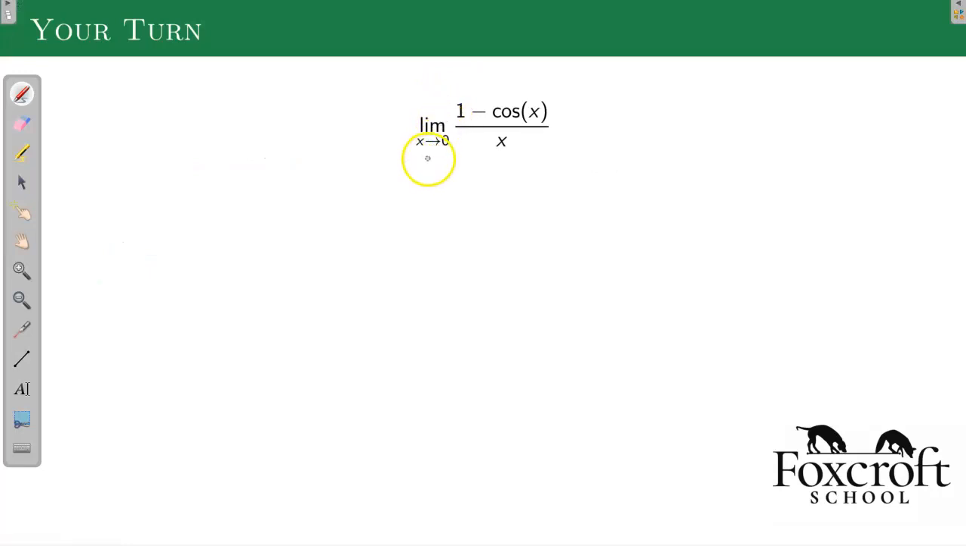Here's one for you to try on your own. Find the limit of this function. Make sure you're writing out the steps necessary to get the credit for the AP test. I'll show you the answer in 3, 2, 1.